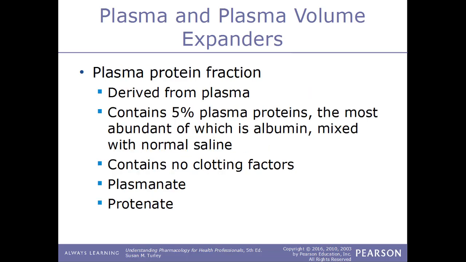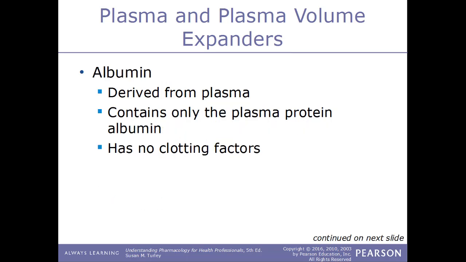Another type of plasma that can be given is plasma protein fraction. This is derived from plasma, and this will contain 5% plasma proteins, the most of which will be albumin, mixed with normal saline. But this solution has no clotting factors. And some examples of this type of solution would be Plasmanate and Protenate.